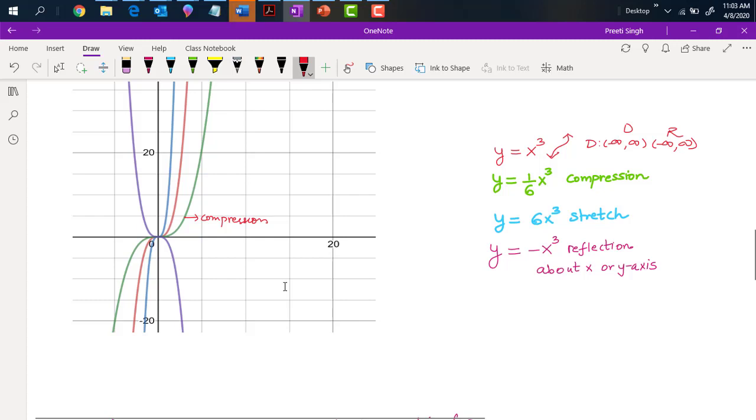I can input any number here. I used a 6. I can input 8, 10, 100, 600, million, 2, 4. Any number more than 1, a more than 1, it's going to stretch. Stretch means it's going to go faster. So this one right here is my stretch. And any number between 0 and 1, it's going to compress.